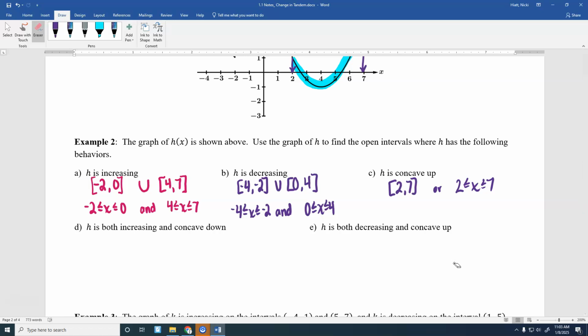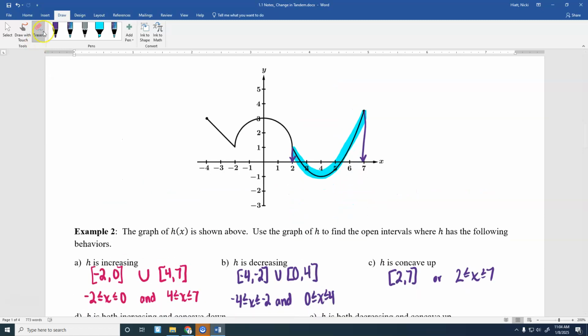These are just two ways of writing it. So that's the same thing, right, from 2 to 7 with interval notation, or, so I just did on different lines up here, but you could also write it this way. Okay, D and E, D is going to ask for increasing and concave down.